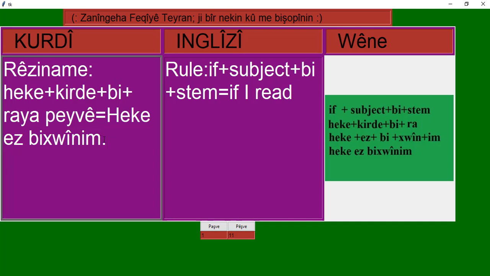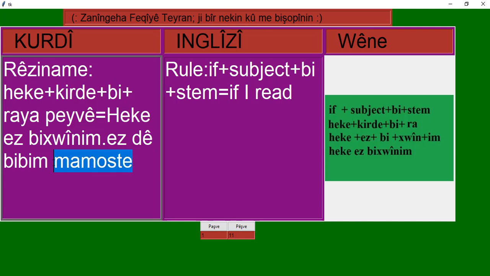This actually is the first part in the if, because there are 2 parts. First one is this, and the other part is the close part to it. Heke as bxwinm: if I study, I will be a teacher, something like that. Let's say I will be a mamoste. If I study, I will be a teacher.